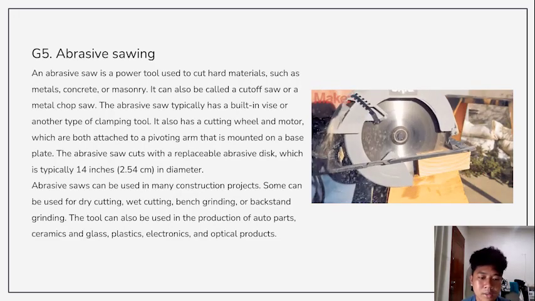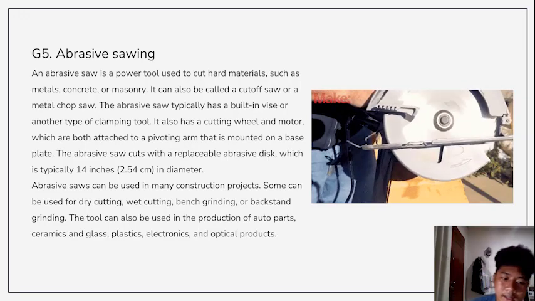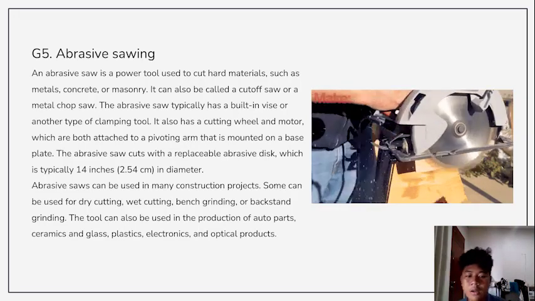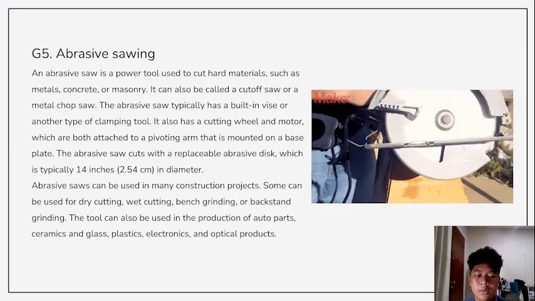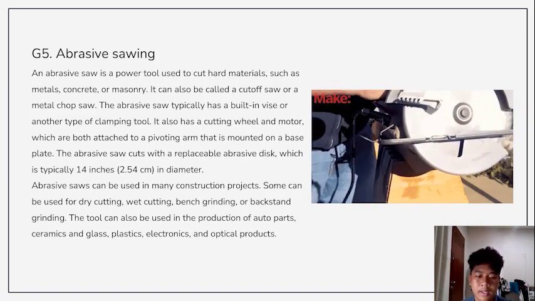Abrasive saws can be used in many construction projects. Some can be used for dry cutting, wet cutting, bench grinding, or backstand grinding. The tool can also be used in the production of auto parts, ceramic, glass, and plastic.